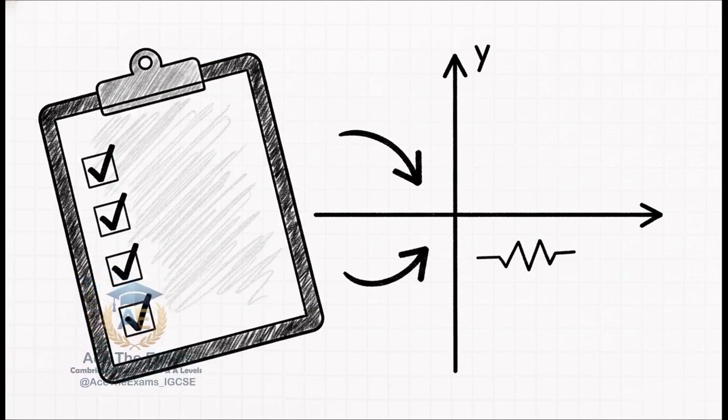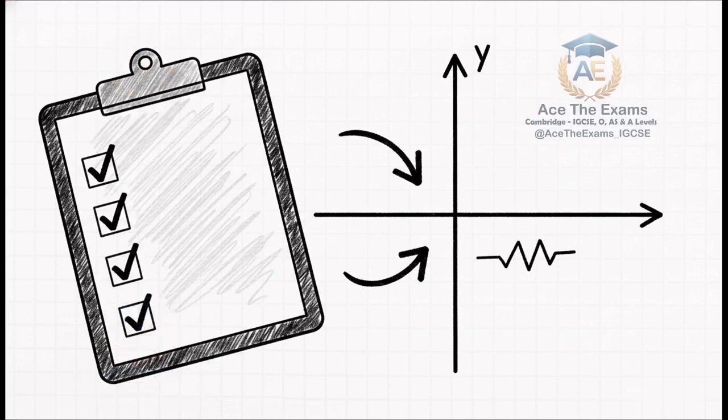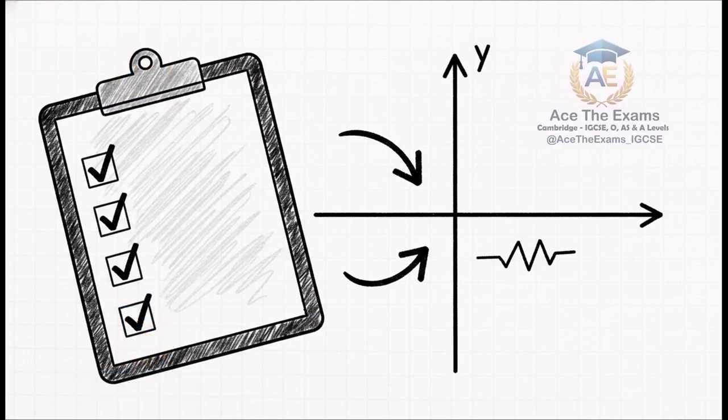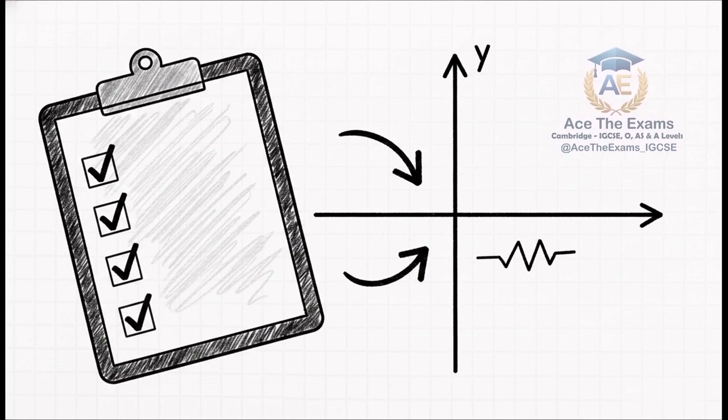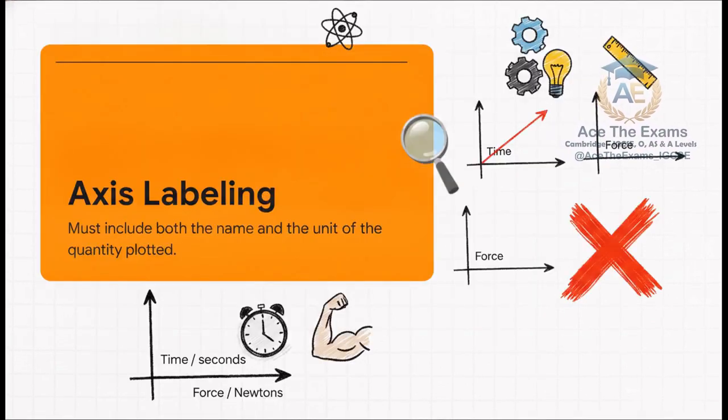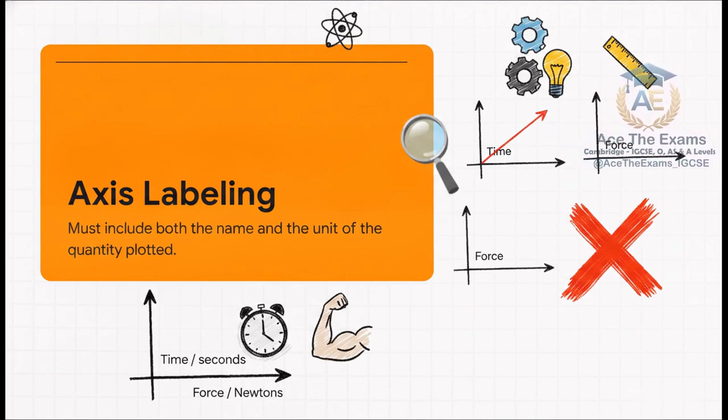First, you need about 6 data points, spread over the maximum range possible. Second, use scales that actually use up the graph paper. And critically, place your dependent variable on the y-axis and your independent variable on the x-axis unless you're directed otherwise. The absolute crucial point here is axis labeling. Missing the unit on your axis label instantly caps your grade, no exceptions.